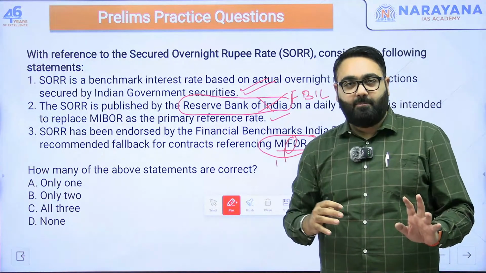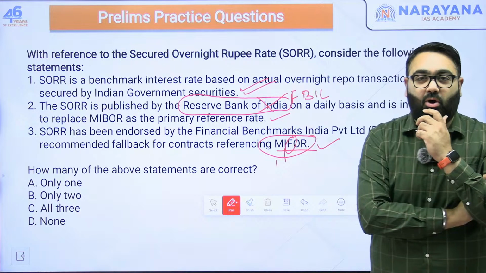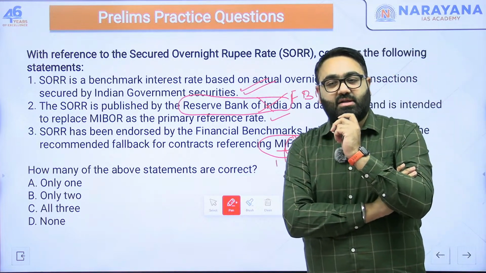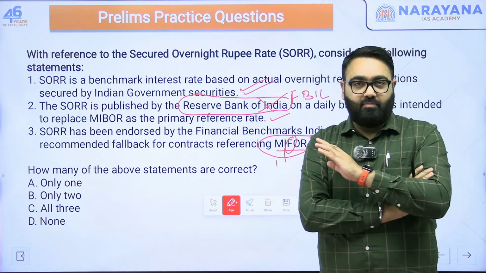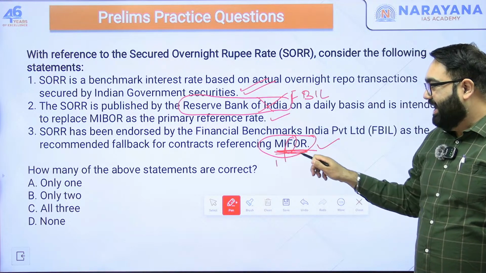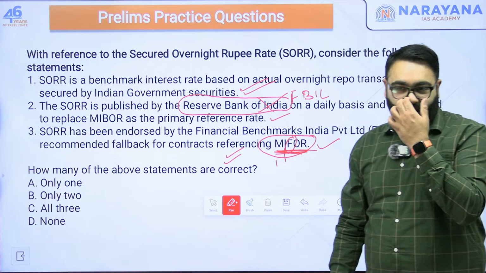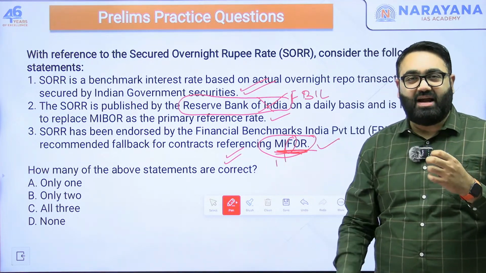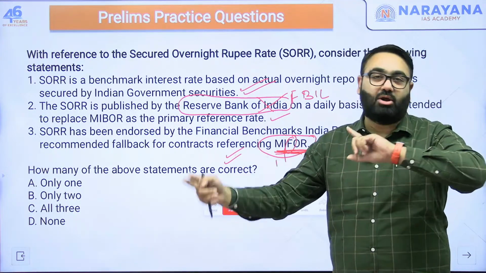This is a contract. So when you think as a bank, when you think that later on the rate of interest might increase, let me fix a rate of interest right now that will safeguard me. That rate of interest will be called as MIFOR. So yes, SORR is recommended to be used now in place of MIFOR. MIFOR again is something that is offered by the banks as a rate of interest that they will charge for future loans to the other banks.